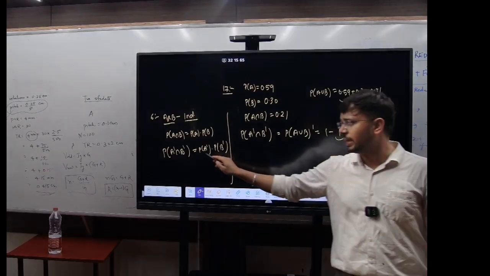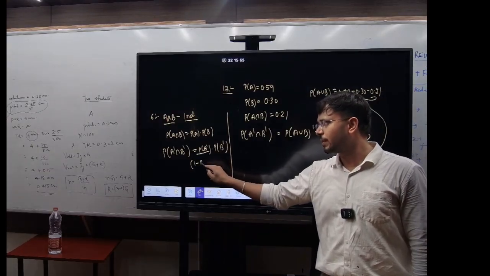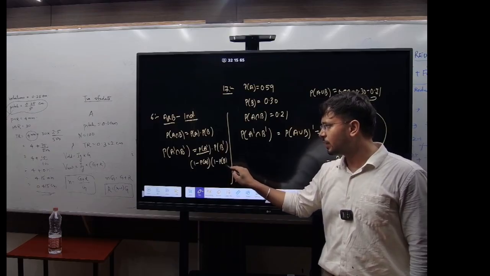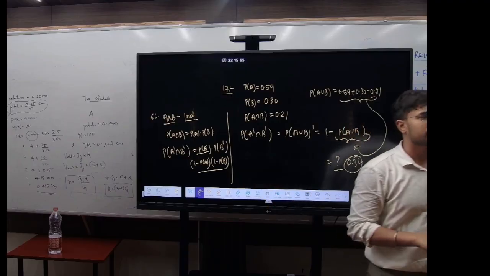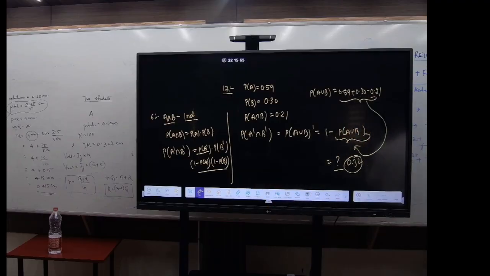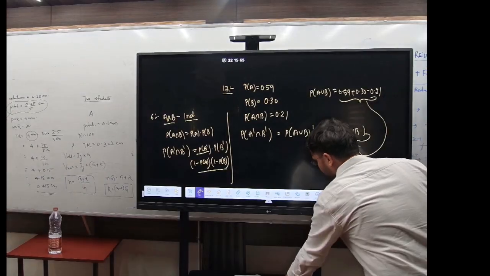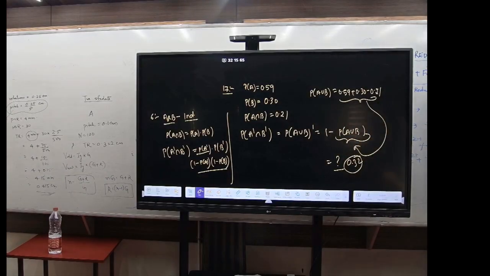If A and B are independent, their dashes will also be independent. And what is P of A dash? 1 minus P of A. And what is P of B dash? 1 minus P of B. We cannot say P of A plus P of B is 1. It can be anything. It can be 0.1. Infinite possibilities are there. Is that understood?